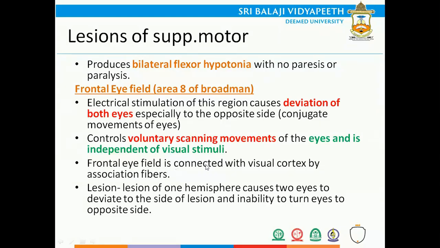The frontal eye field is connected with the visual cortex by association fibers, and a lesion of one hemisphere causes the two eyes to deviate to the side of the lesion, with inability to turn the eyes to the opposite side. This is called a lesion of the supplementary motor cortex.